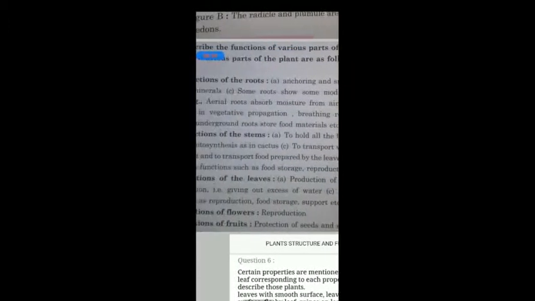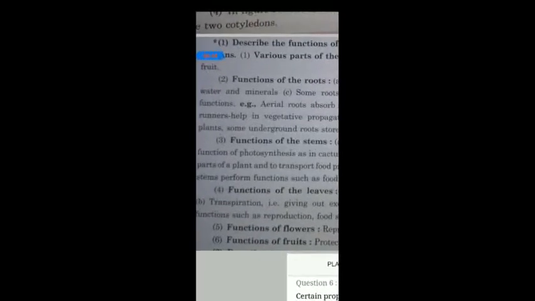So what's the function of stilt root? Additional support. They provide additional support for the plants. A plant like maize has two kinds of roots. One is the original, which is under the soil, and the stilt roots are above the soil.